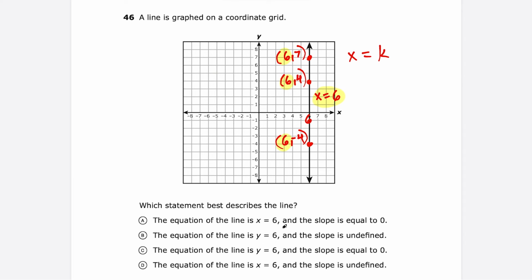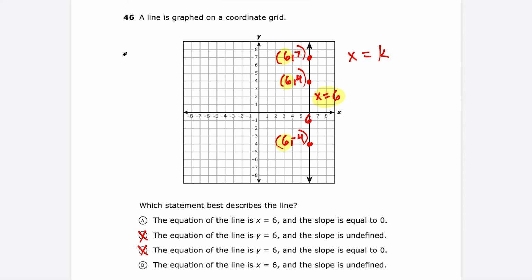So now just noting that is going to eliminate choices B and C. We're not going to go with y equals 6. Y equals 6 would actually be the horizontal line like this. Y equals 6 would be a horizontal line going through the y-axis at 6. So that's why we could eliminate these two.